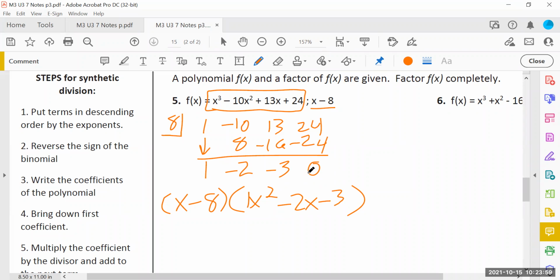So that 0, remember, is our remainder. And so since it was a remainder of 0, we don't have anything left over. That is our factored form of the original one. Does that make sense to everybody?